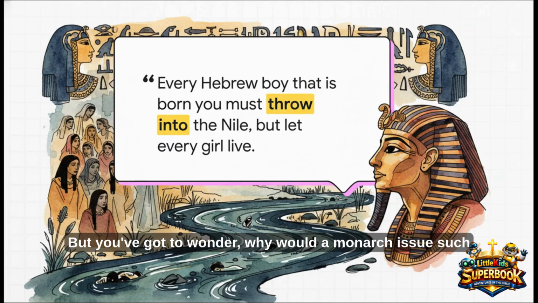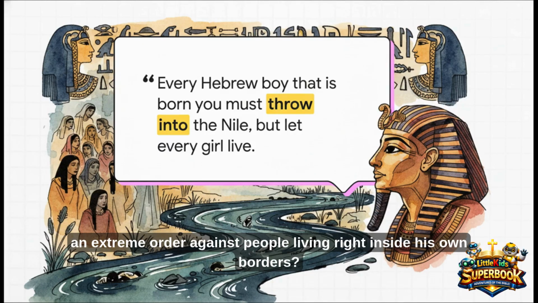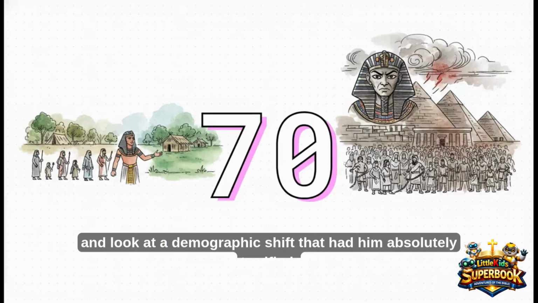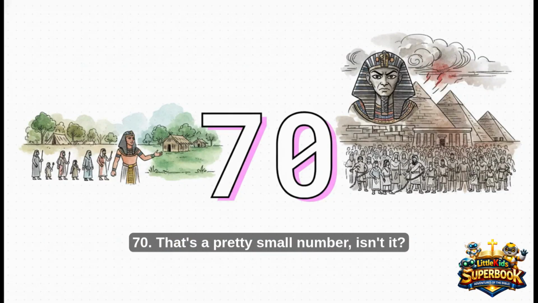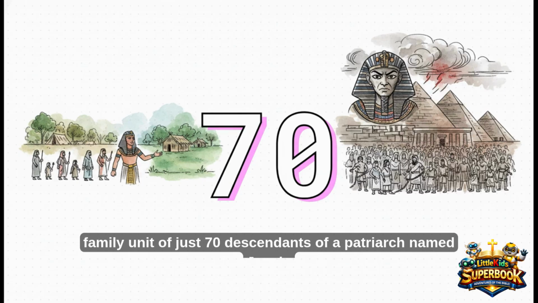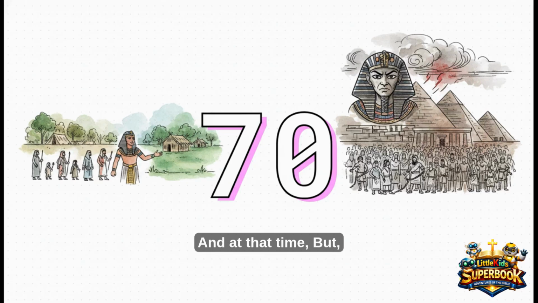But you've got to wonder, why would a monarch issue such an extreme order against people living right inside his own borders? Well, to understand that, we have to rewind just a bit and look at a demographic shift that had him absolutely terrified. 70. That's a pretty small number, isn't it? The text describes how the Israelites originally entered Egypt as a single family unit of just 70 descendants of a patriarch named Jacob. And at that time, they were welcomed guests under the protection of Jacob's son, Joseph.